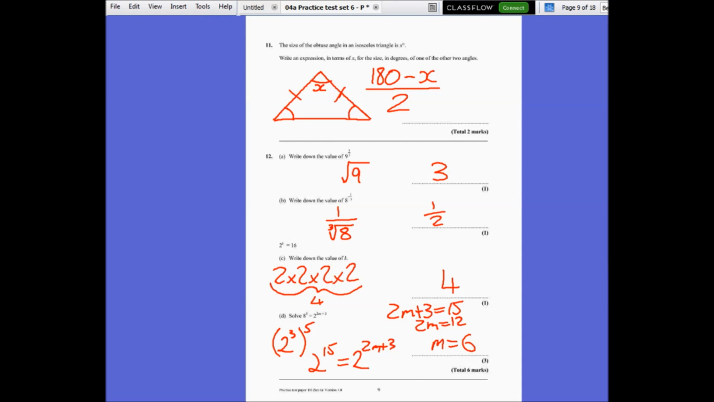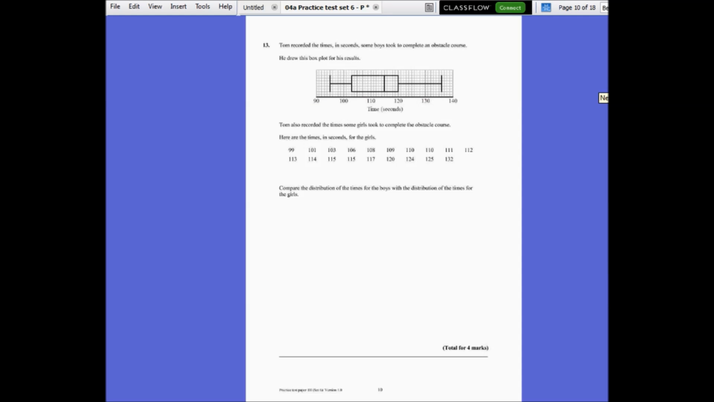Question 13. Tom recorded the times in seconds some boys took to complete an obstacle race, and he drew this box plot. Tom also recorded the time some girls took to complete the obstacle course. Compare the distributions. When you are comparing distributions, you always need to compare an average and the range.